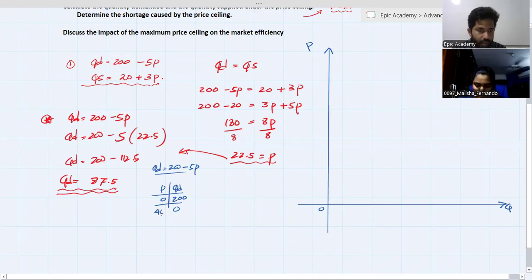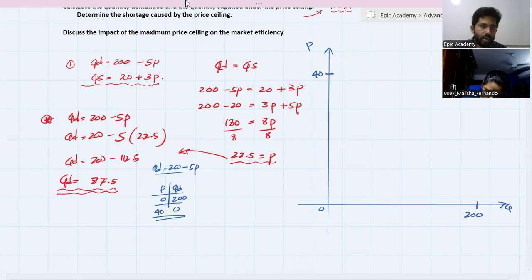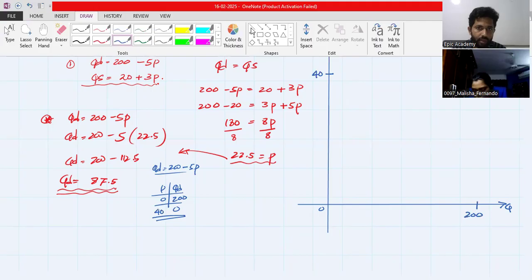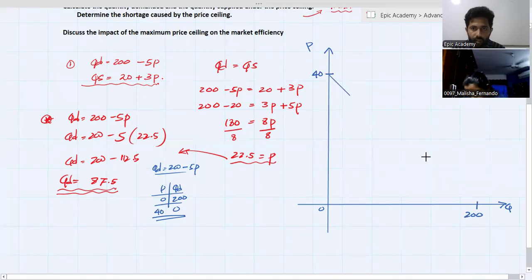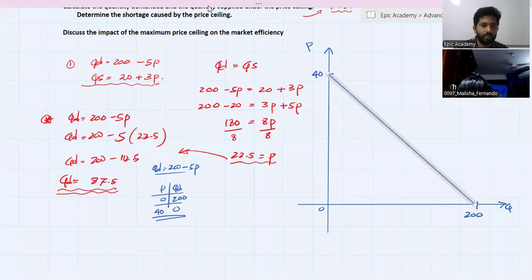Okay, right. So it crosses 40 when the quantity demanded equals 0; the price axis is crossed at 40. When the price equals 0, the demand curve crosses the horizontal axis at the 200 level. Okay, right. And then connect all those points. And let's move to the next one.